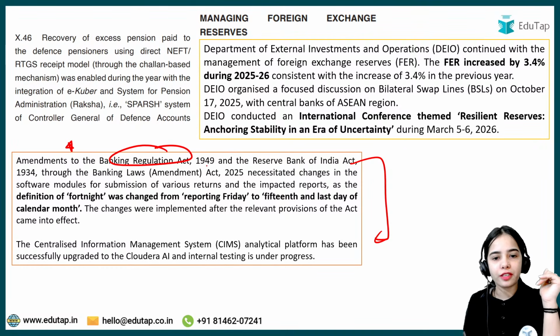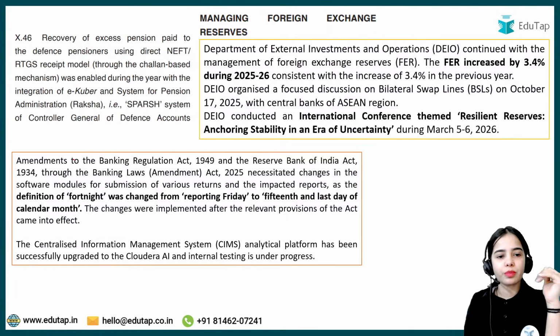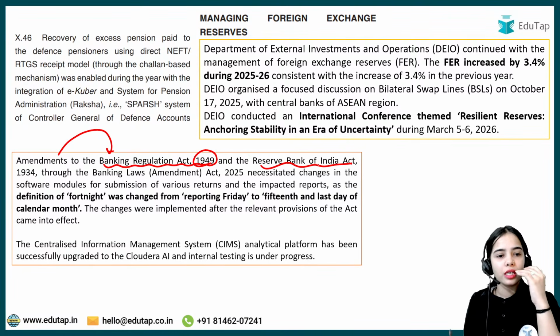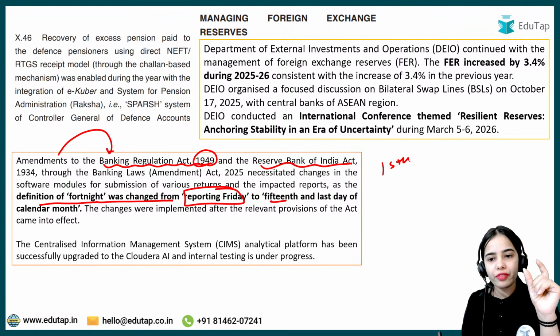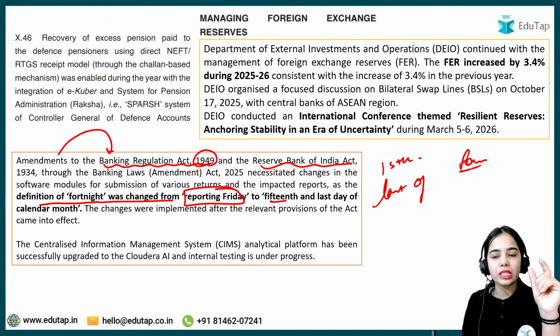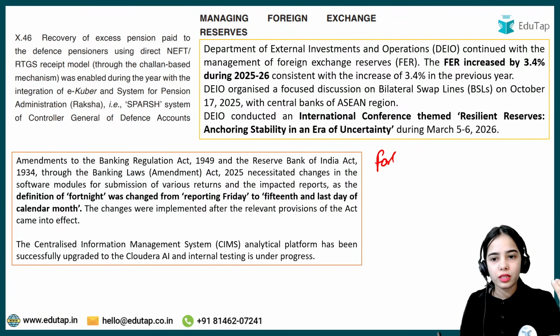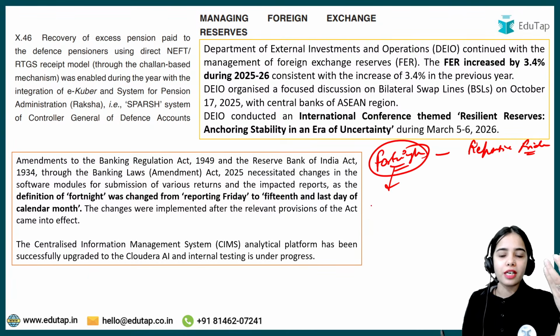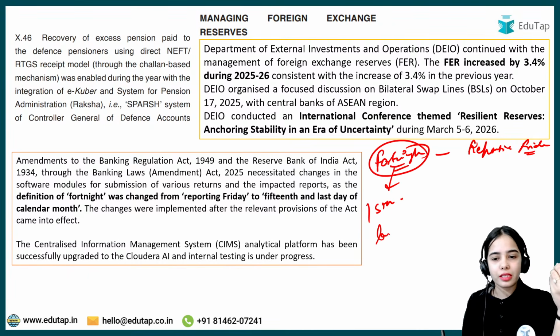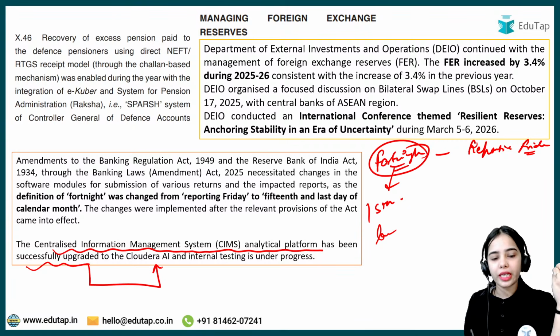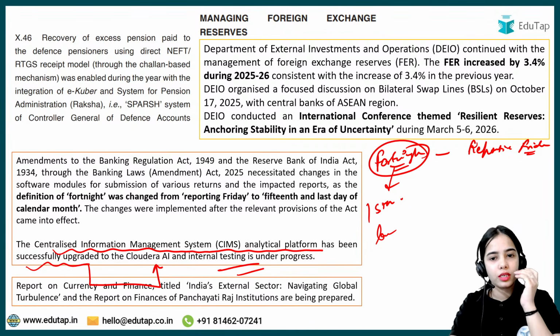Amendments to the Banking Regulation Act 1949 and the Reserve Bank of India Act 1934. As per the amendments, the definition of fortnight was changed from the reporting Friday to the 15th of every month and the last day of every month. Before, the fortnight, that is the 15-day time period, was taken as the reporting Friday, which was quite difficult to understand, as in which Friday. Now it has been said that the fortnight will basically be the 15th of the month and the last day of the month. Okay? The Centralized Information Management System analytical platform has been successfully upgraded to Cloudera AI and internal testing is under process. That's it.